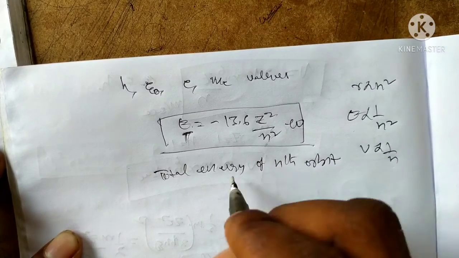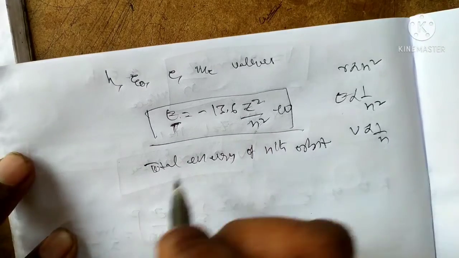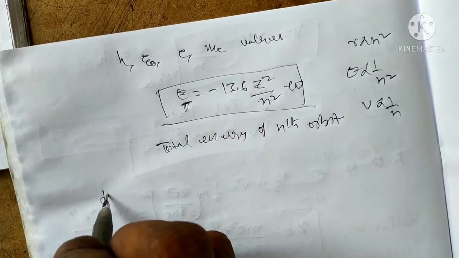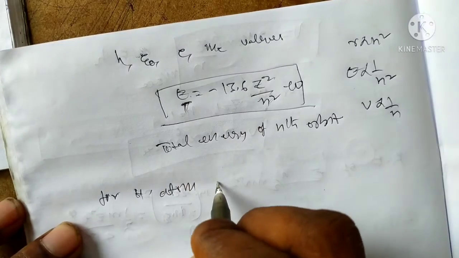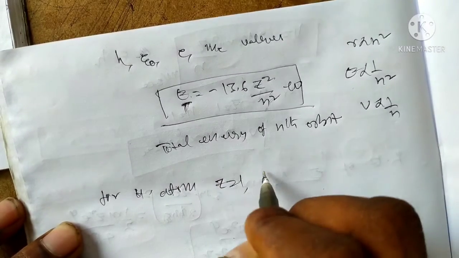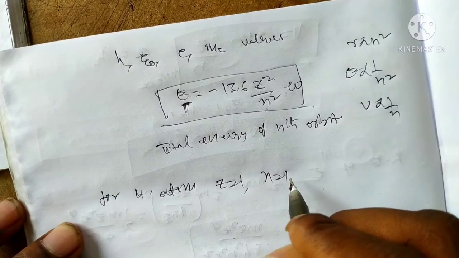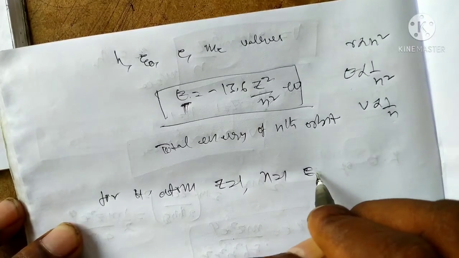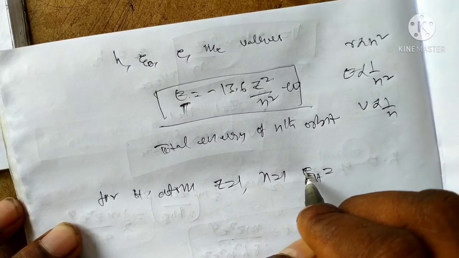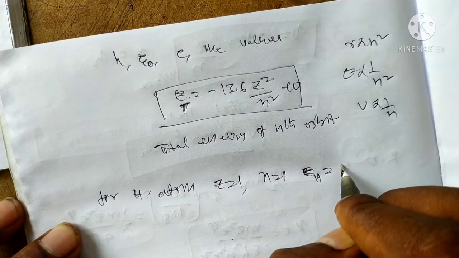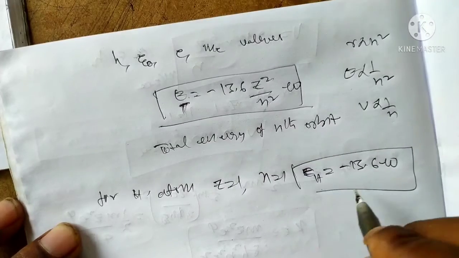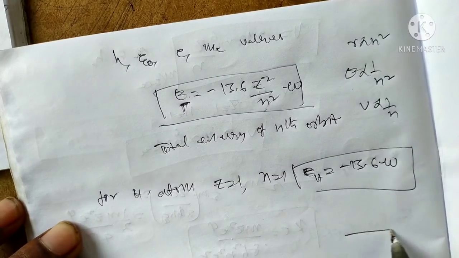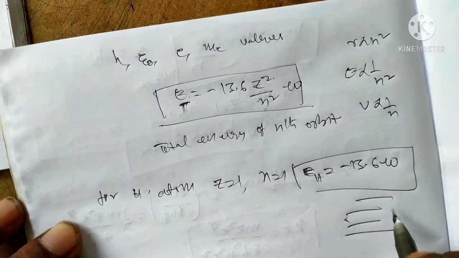Nth orbit. This is the total energy. Now for the hydrogen atom, you can substitute the values: atomic number, and principal quantum number n equal to 1. We get the hydrogen energy E_H as minus 13.6 electron volts. This is the ground state.